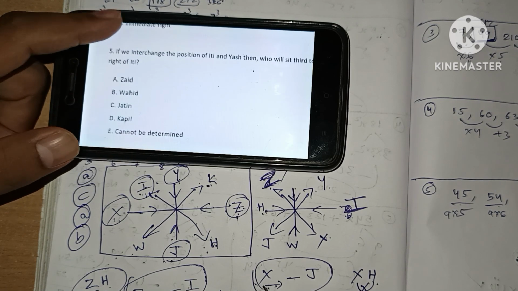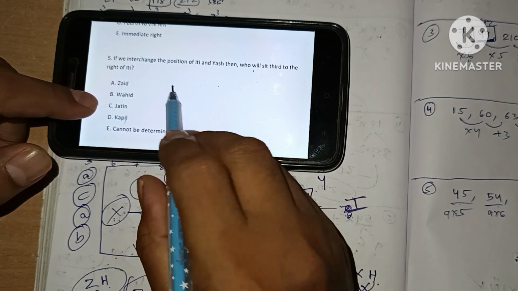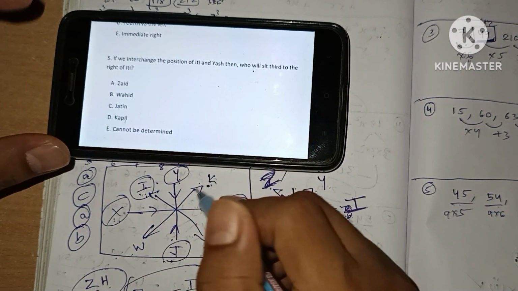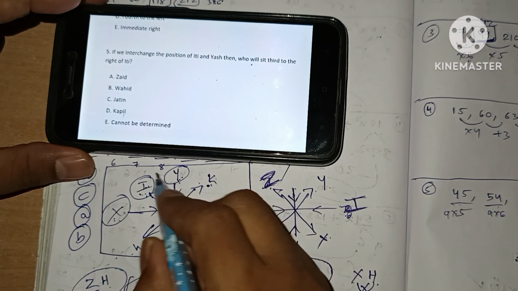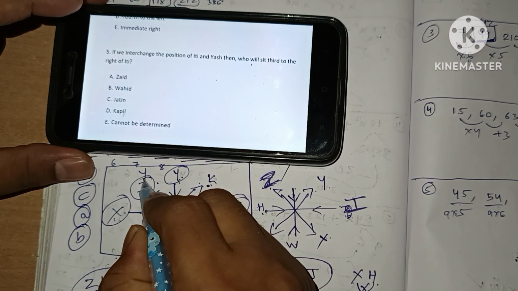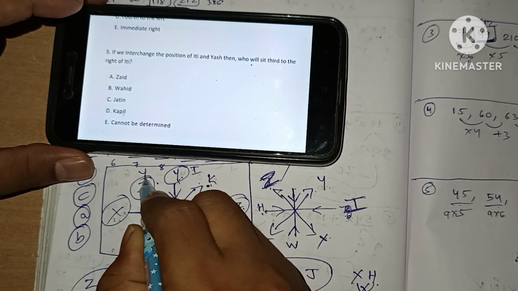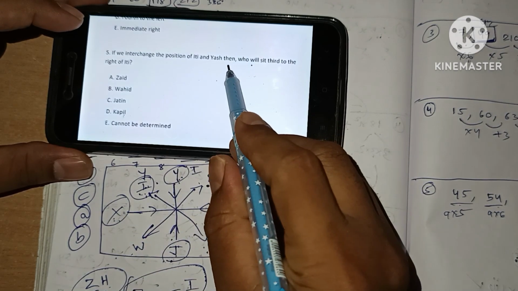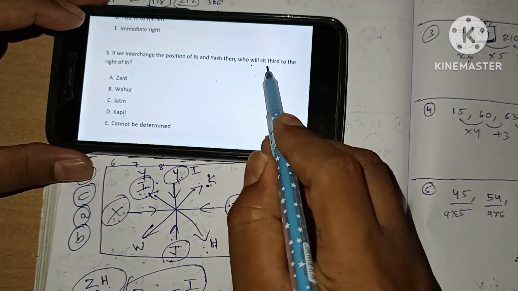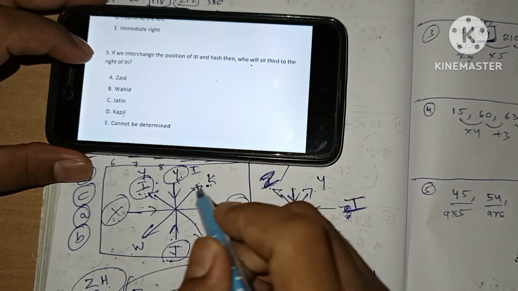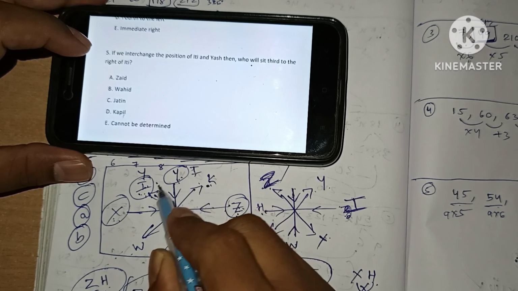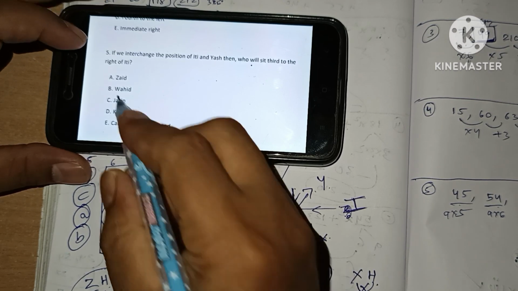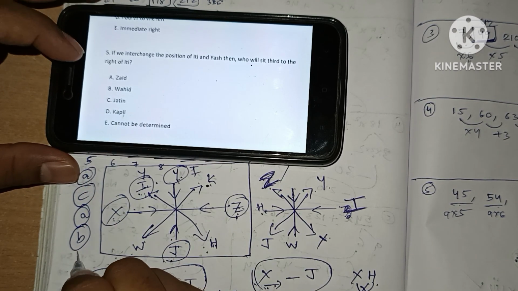Next, fifth one. If we interchange the positions of Iti and Yash, this is the place for Iti now and Y's place is this one. Then who will sit third to the right of Iti? Third to the right of Iti means 1, 2, 3, Wahid. Option B is our answer.